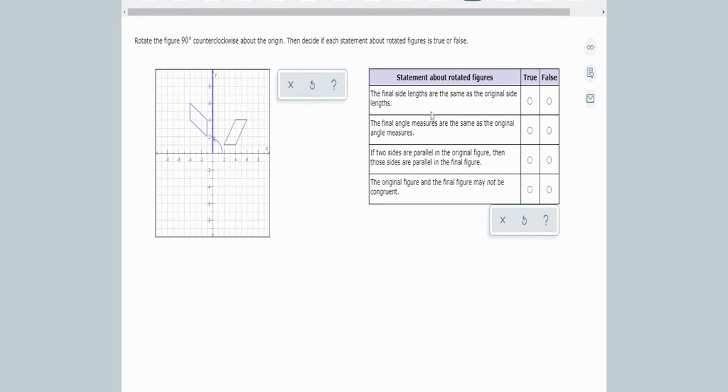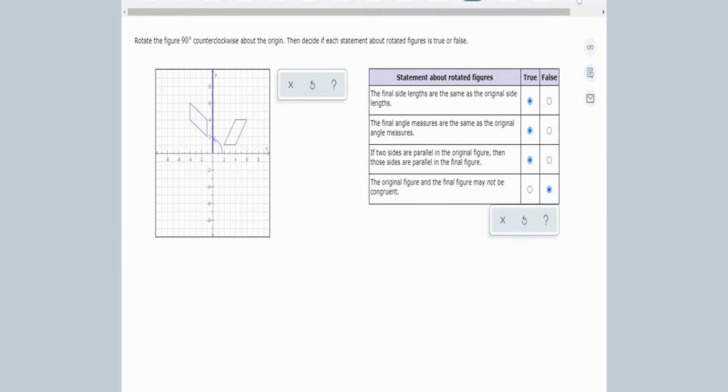Now let's read this. The final side lengths are the same as the original side lengths. That's true. The final angle measures are the same as the original angle measures. That's true. If two sides are parallel in the original figure, then the two sides are parallel in the final figure. That's true. The original figure and the final figure may not be congruent. Well, that would be false. If all of these other things are true, then it would have to be a congruent image.